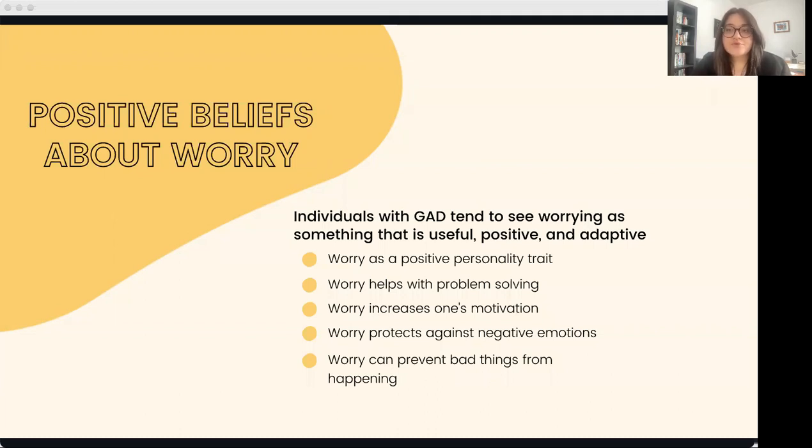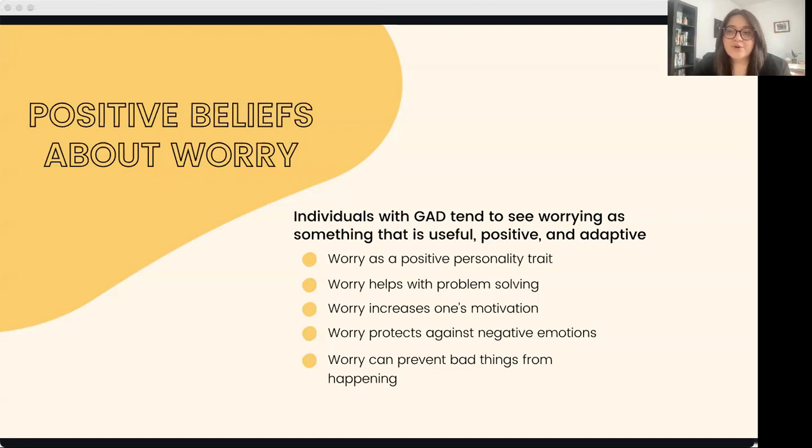The first views worrying as a positive personality trait that indicates someone is good, someone is moral, and someone is responsible. For example, someone may be worrying about their job performance, and they may think that indicates that they're conscientious and hardworking.